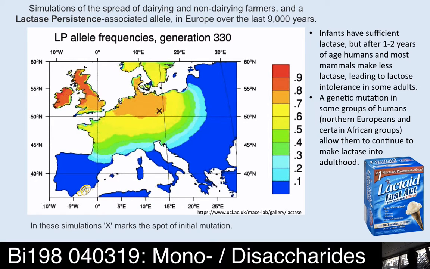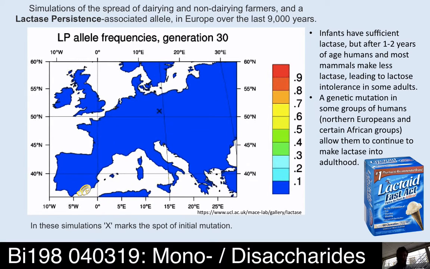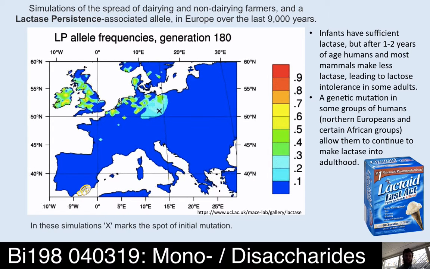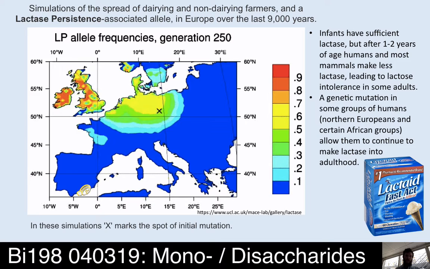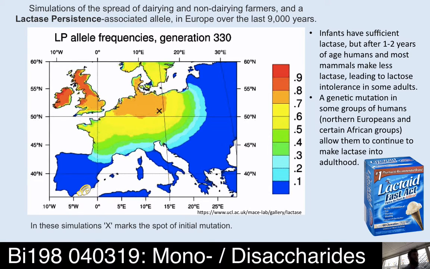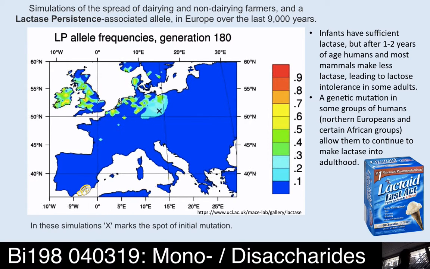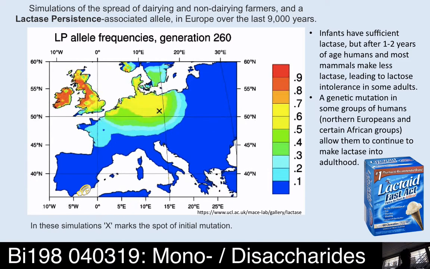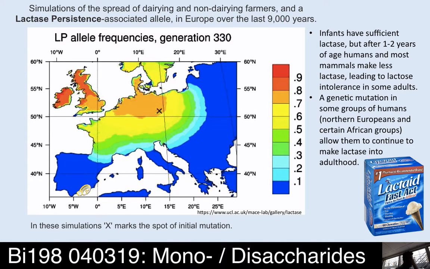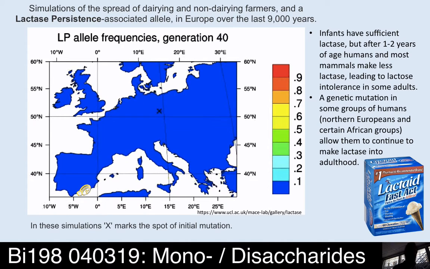And so that gene spread throughout northern Europe, and you can see here how it spread through the Saxon invasion of Great Britain and Ireland, and has spread throughout people of European descent.